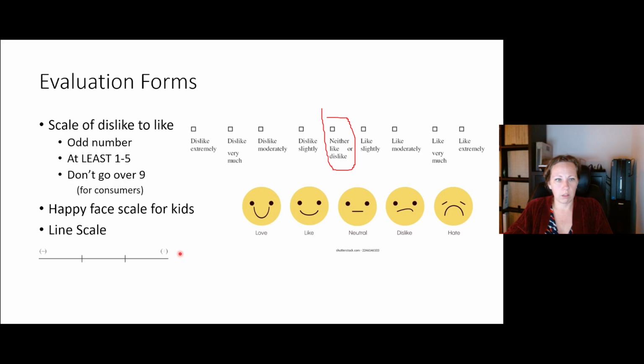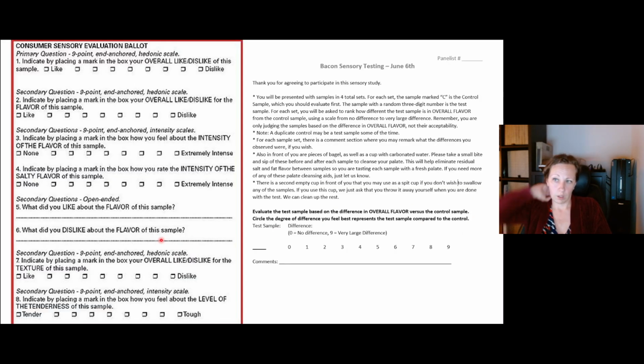The line scale, I already talked about. This is another example of the line scale. Here you have some anchors in the middle rather than at the ends, from negative to positive on the scale. Another couple examples: I already showed you this one, which is from my sensory study. Here is another consumer one.